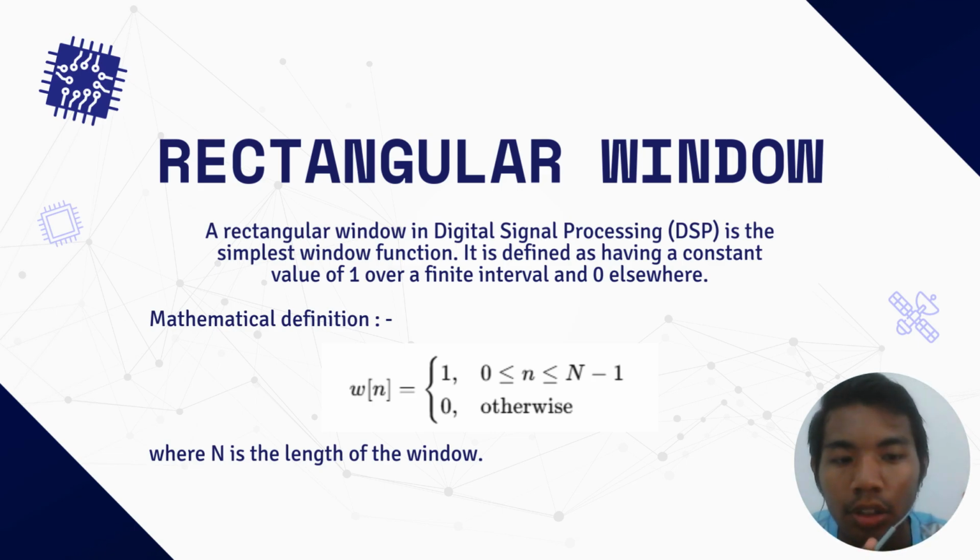I want to explain my part, which is the rectangular window. The rectangular window is the most basic and simple type of window function used in digital signal processing. It is defined as a sequence with a constant amplitude value over a given length, and zero otherwise. Here you can see the mathematical definition: the window is one over its length and zero outside its length, efficiently selecting a finite portion of a signal for further processing.